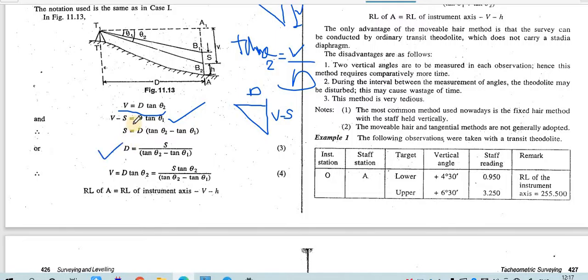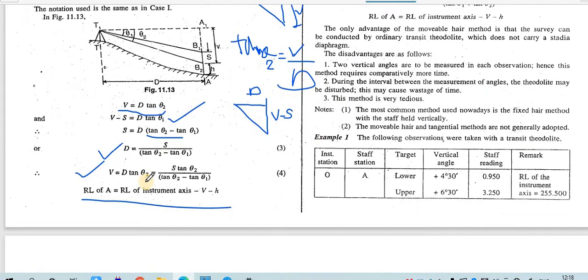So from here we can calculate the distance D by keeping D on the left hand side and dividing by S. So we'll get the value of D. And similarly by putting the value of D in this formula, we'll get the value of V, which is D tan theta 2, equals S tan theta 2 into tan theta 2 minus tan theta 1. Okay, so the RL of instrument axis will be what? Over here we need to go to the bottom, so we need to subtract both terms: RL of instrument axis minus V and minus H.